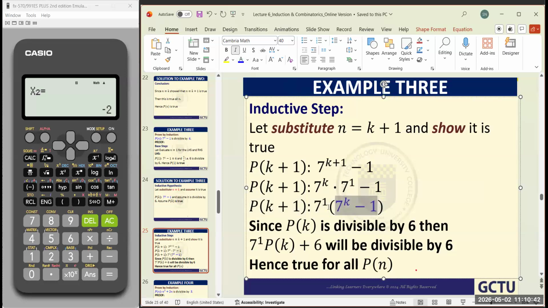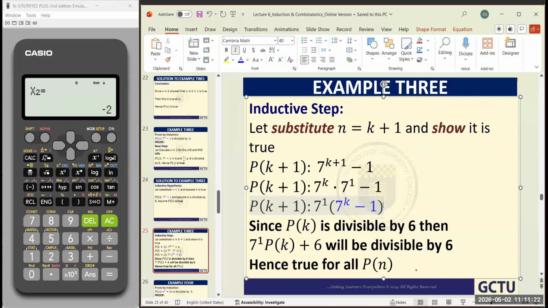Now ask yourself, if I expand the left, what will I get? I'll get 7^(k+1), which is this term. If I expand the right, I'll get minus 7. Please listen carefully. If I expand 7 raised to the power 1 times 7 raised to the power k, I'll get 7 raised to the power 1 plus k, or k plus 1, it's the same thing. Now, if I multiply 7 raised to the power 1 times minus 1, I'm going to get minus 7. But I need minus 1.